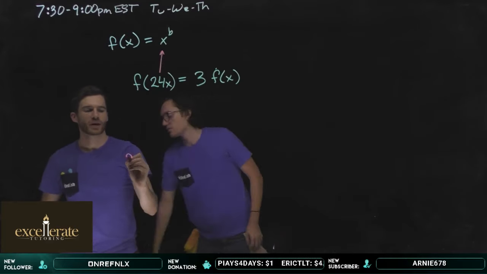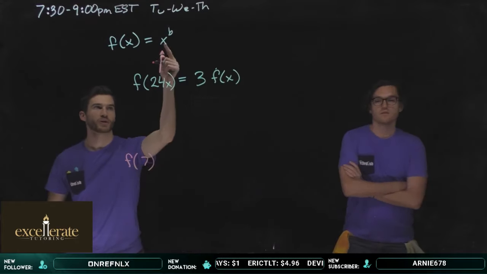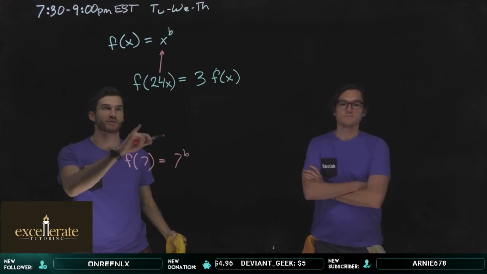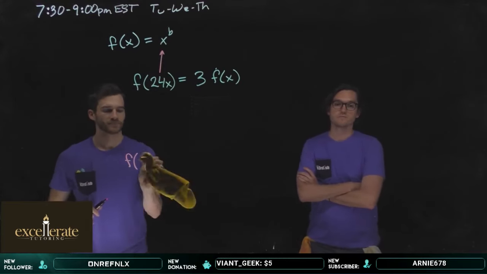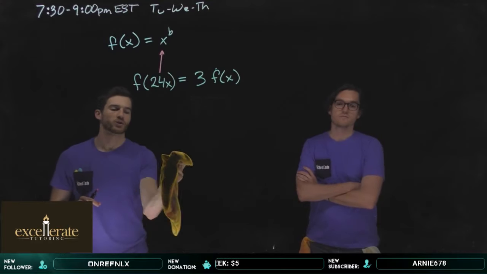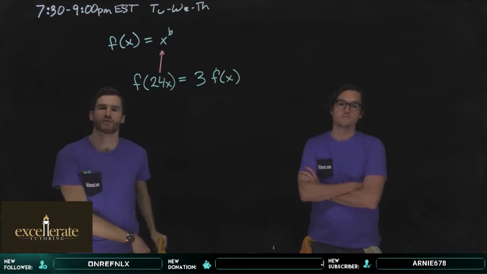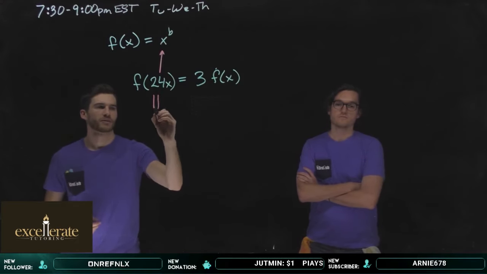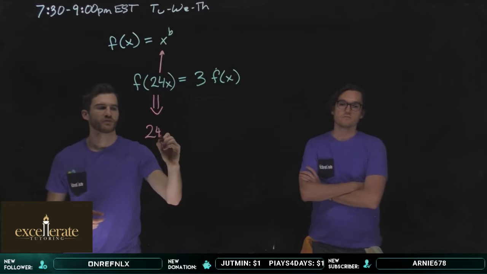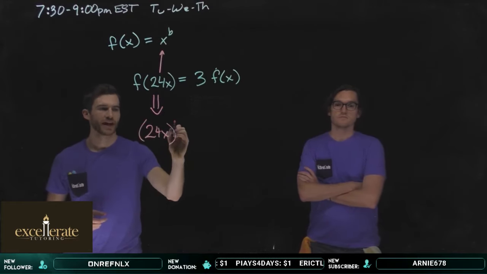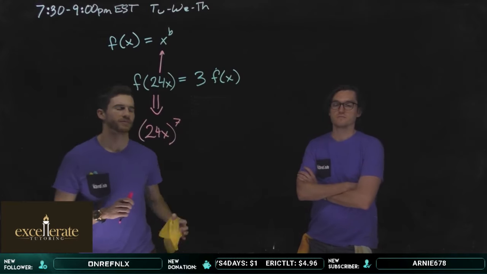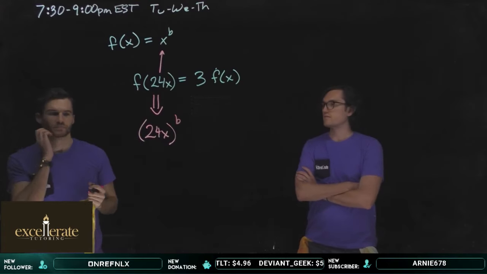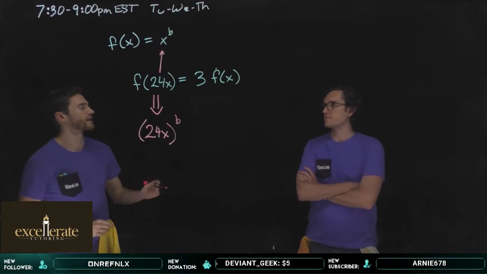So if you had f of 7, according to that first equation, you would get 7 to the b power, because you plug in 7 for x. But in this case, even though it's a little weird, we have 24x that we are plugging in for x. So we will get this equaling 24x, all of that raised to the, sorry, what am I saying? To the b power. Similar, but not literally a 7.